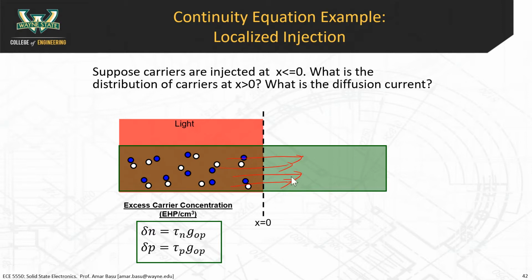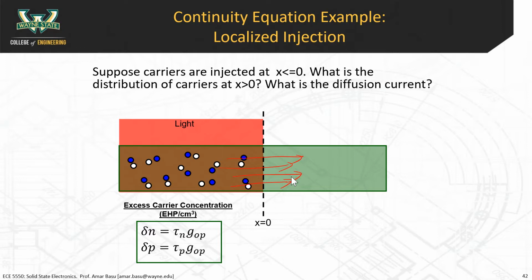All right, how about drift? Is there going to be drift? Why is there not going to be any drift in this problem? There's no voltage applied, no electric field, correct. All right, how about recombination? Why will there be recombination?